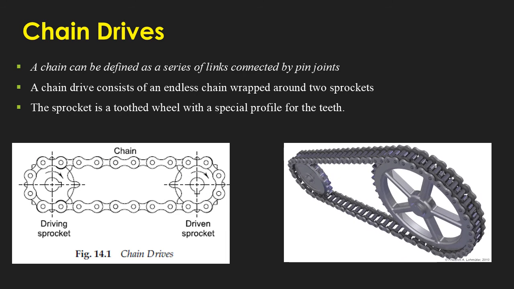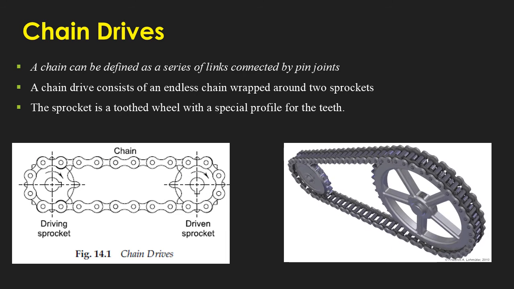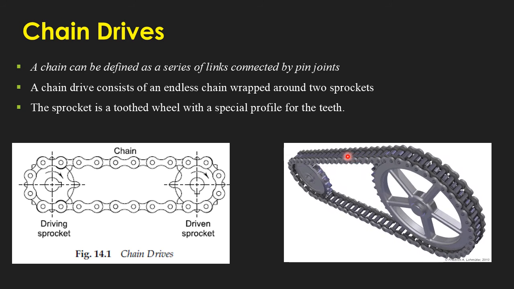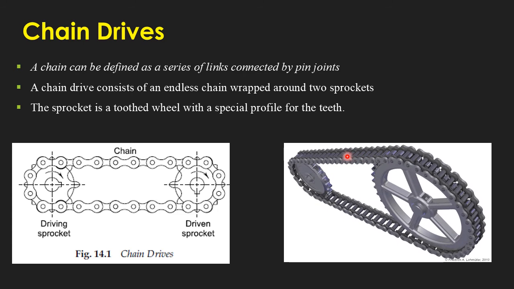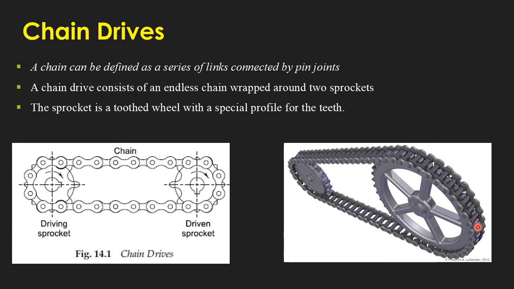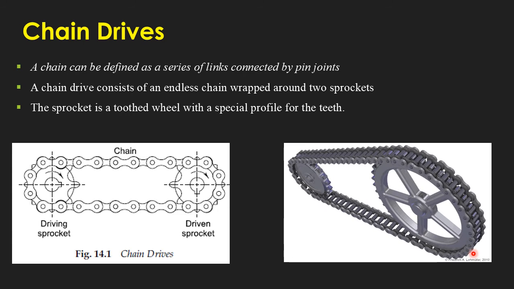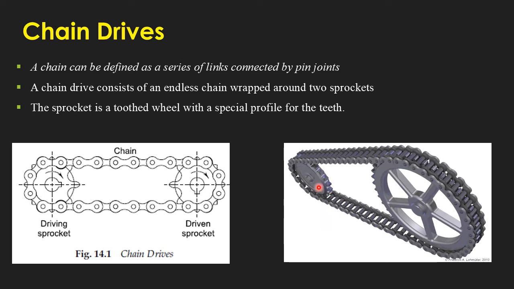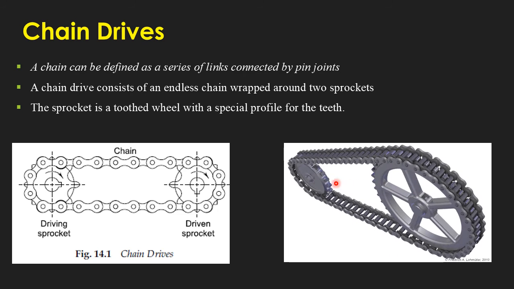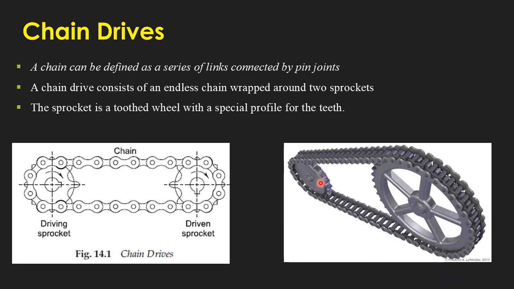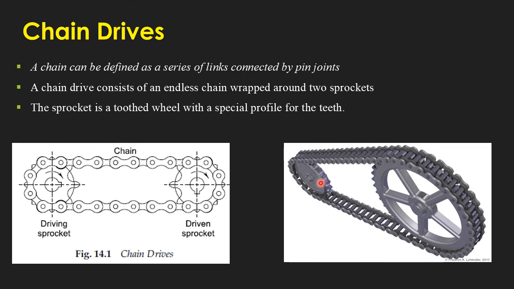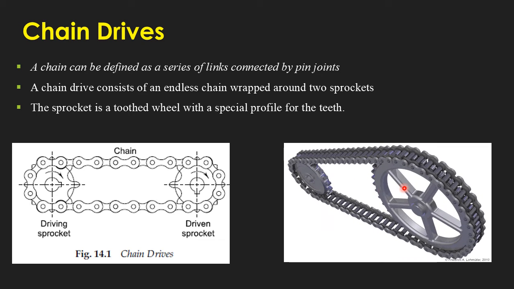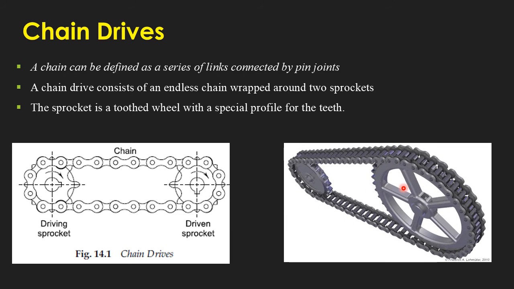So coming to the concept of chain drives, as you know very well, a chain drive will mainly consist of an endless chain, as you can see here, which will be wrapped around two sprockets. In belt drives, if you have observed, there were pulleys, flat pulley, V-belt pulley and all. So here instead of pulleys, we will be having sprockets.